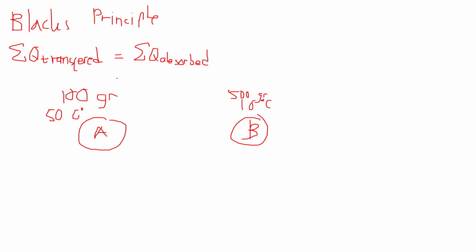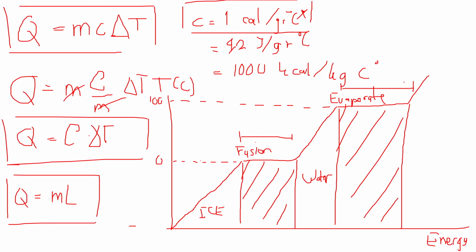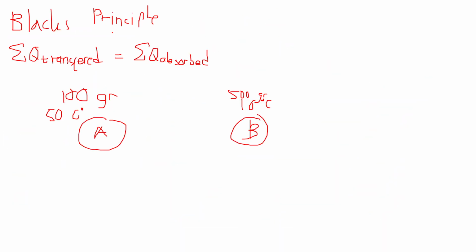So Q. Okay, wait, hold on. Let's do a checklist. We know the mass. Of course we have to know the mass. But do we know the specific heat? Do we have C? They don't tell us what the C is. But I did say this is water, which means the C is equal to 1. So we do know the C. And what about T? The T is what we're looking for. So we have everything. Okay, let's rewrite everything. Q transferred is equal to the Q absorbed.